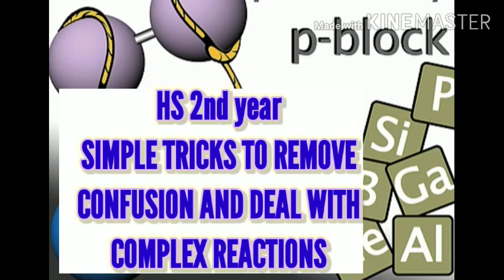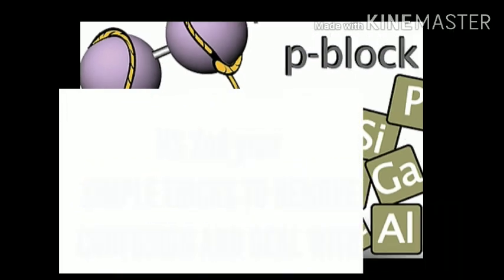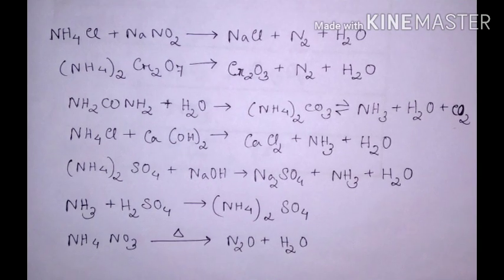Welcome to today's video on the chapter P block from HS second year, and here we will see some simple tricks to remove confusion and deal with complex reactions from this chapter. At first, let's have a look at some confusing reactions from the very first pages of the NCERT book from this chapter. These reactions are basically the reactions of the ammonium cation along with their anion counterparts with various other molecules that leads to the formation of different range of products.